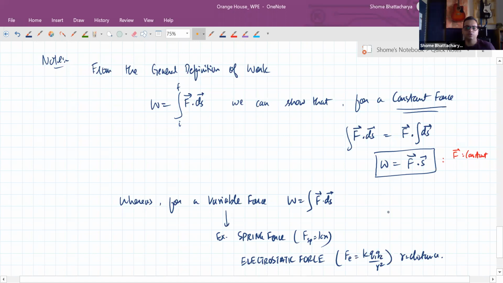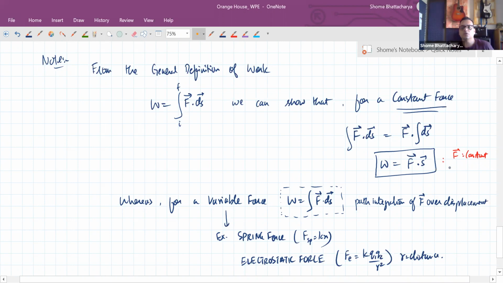Okay. So not all forces are going to be constant, like mg, normal reaction, friction, etc. in the examples we have taken. It is only certain forces in certain systems which are constant. But the majority of forces in nature and real life are variable forces. So for that we have to use the general definition of work done, that it is path integration of force over displacement. Whereas this is a simple scalar product.